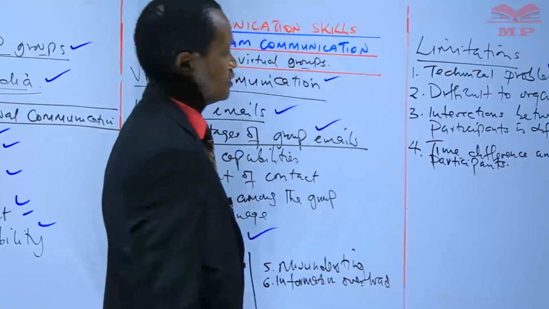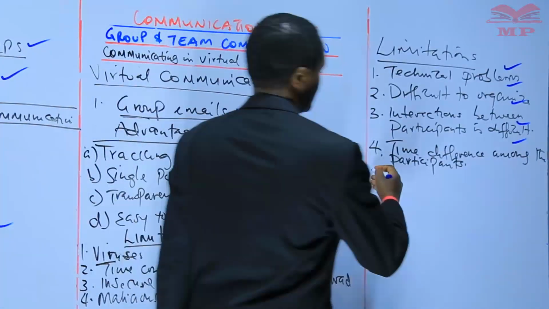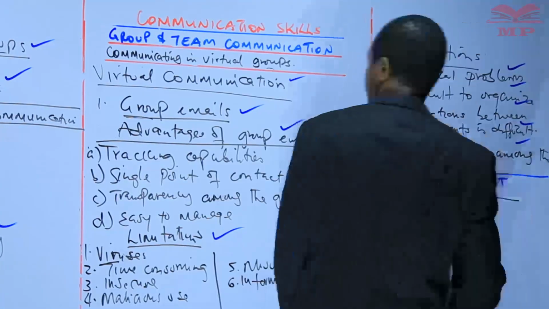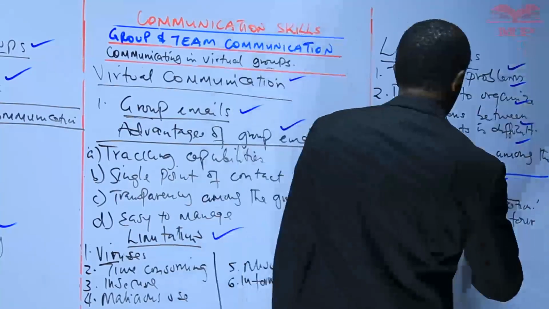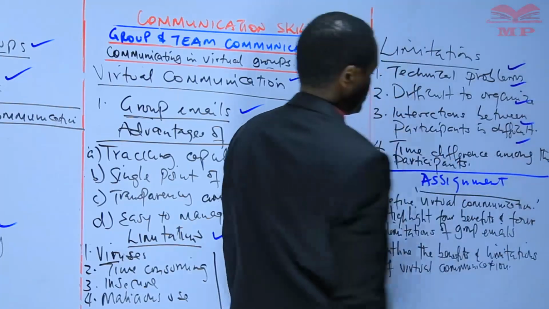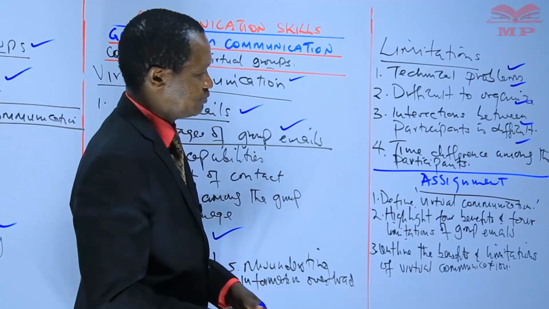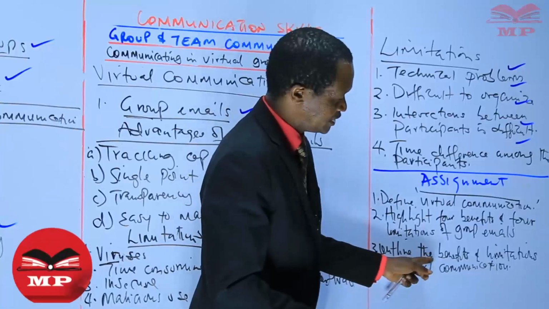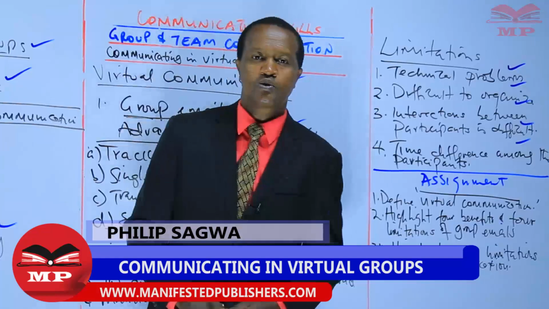As it is our custom, you will take home this assignment. Number 1, define virtual communication. Number 2, highlight 4 benefits and 4 limitations of group emails. Number 3, outline the benefits and the limitations of virtual communication. That is your today's assignment.